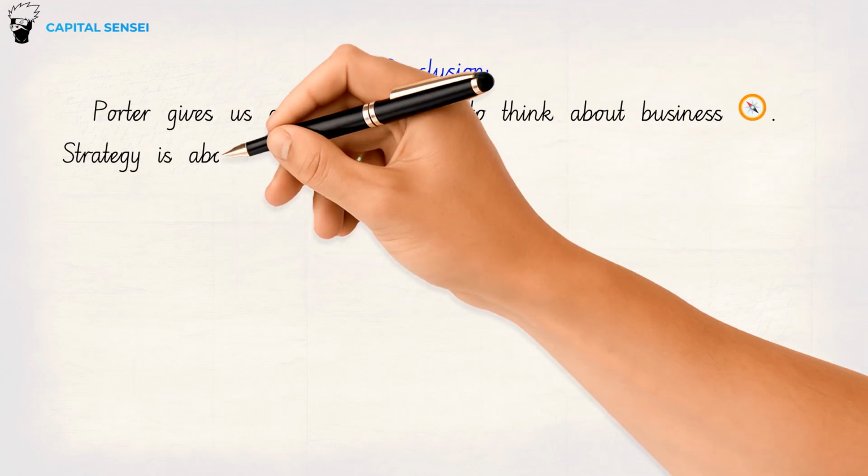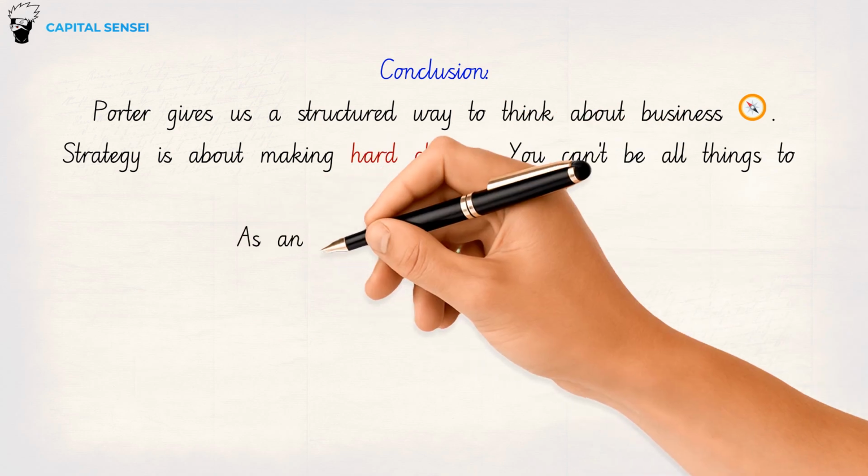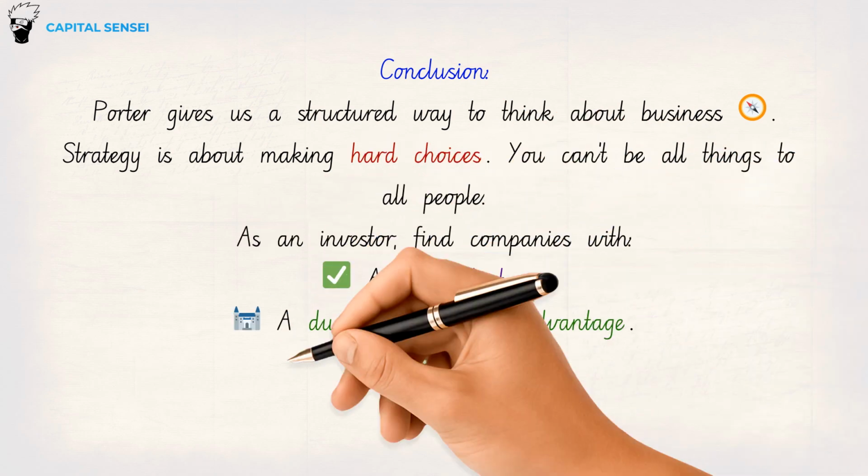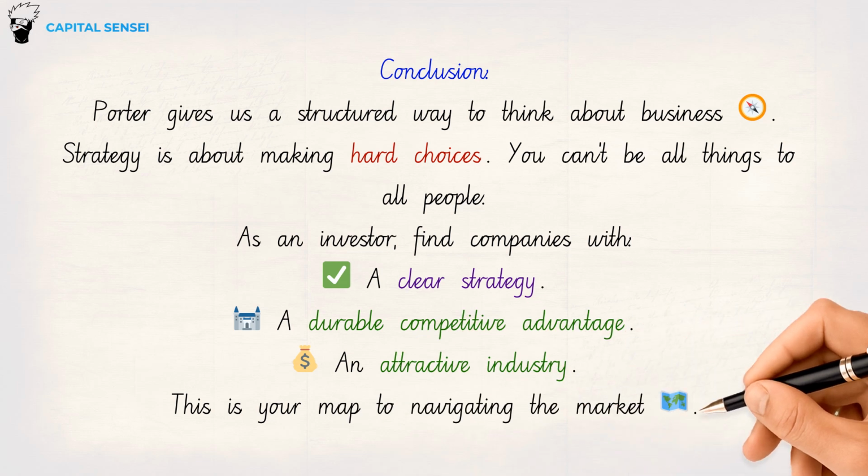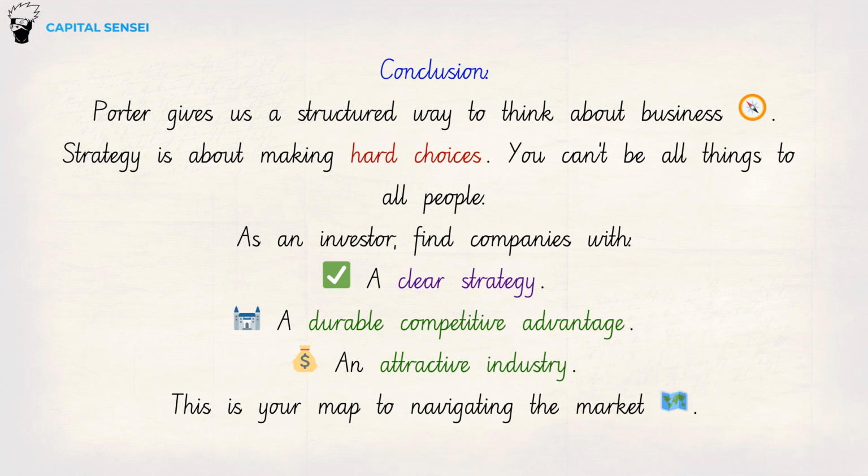Ultimately, Michael Porter's work gives us a structured way to think about the messy, chaotic world of business. Strategy is about making hard choices and trade-offs. You can't be all things to all people. A company must decide where it will play and how it will win. As an investor, your job is to find the companies that have chosen a clear strategy, built a durable competitive advantage based on that choice, and operate in an industry that allows them to turn that advantage into sustainable profits. It's not a crystal ball, but it's a powerful map for navigating the complex terrain of the market.